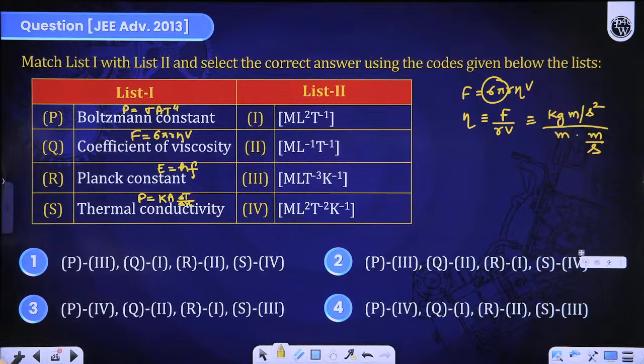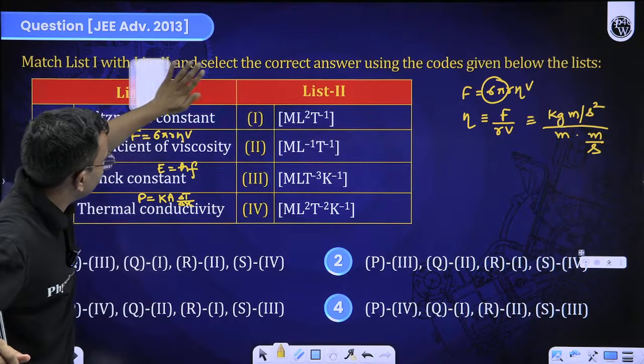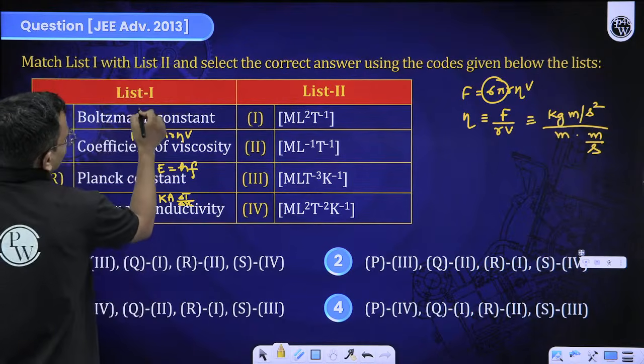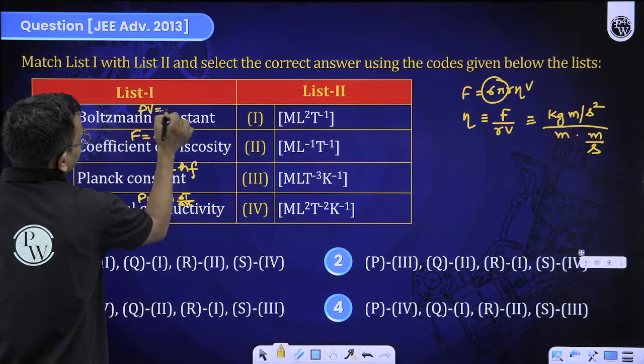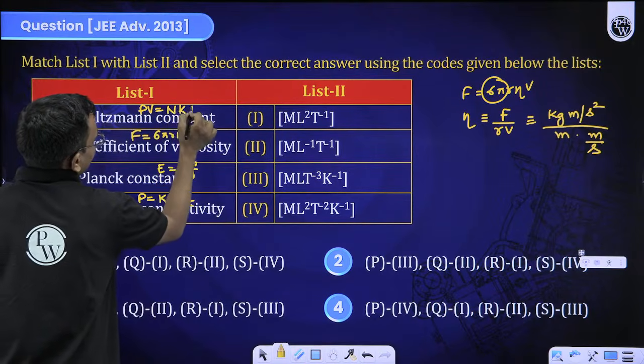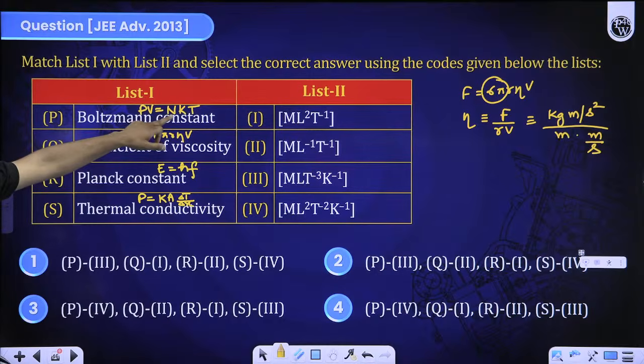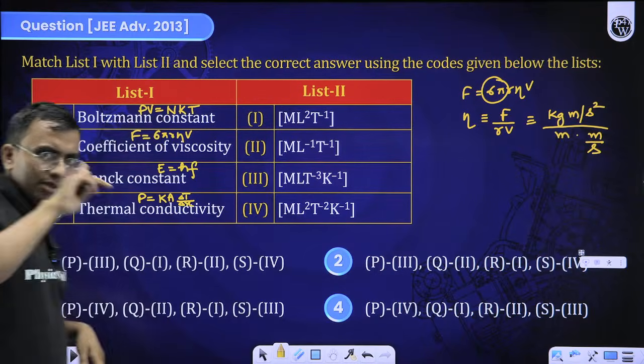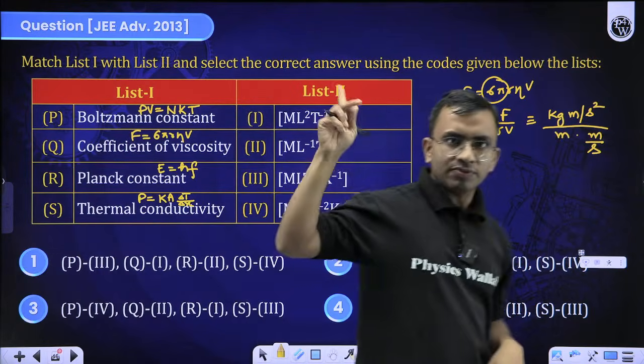Now, Boltzmann constant. There are the Stefan-Boltzmann constant and the Boltzmann constant. Here we have to take the other Boltzmann constant, the one in thermodynamics. So you can take that relation as PV equals NKT, where K is my Boltzmann constant. The one I took earlier was the Stefan-Boltzmann constant.